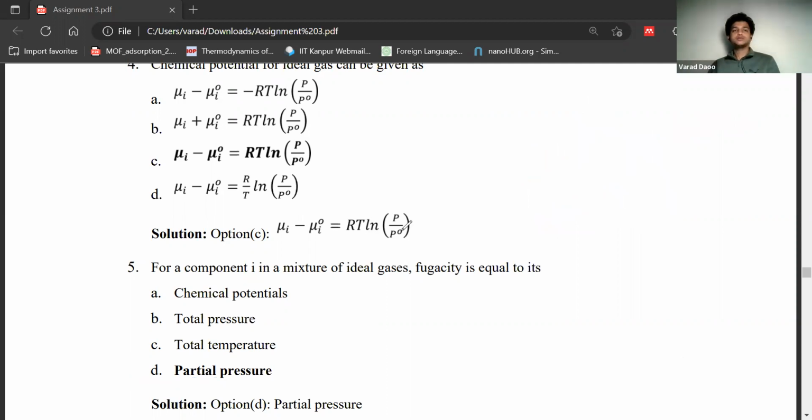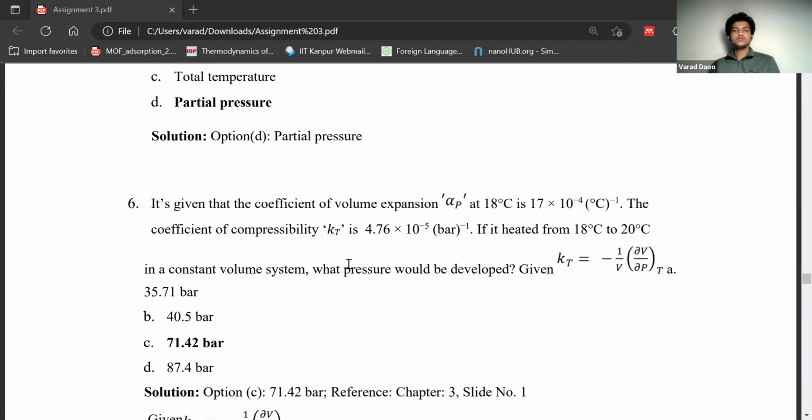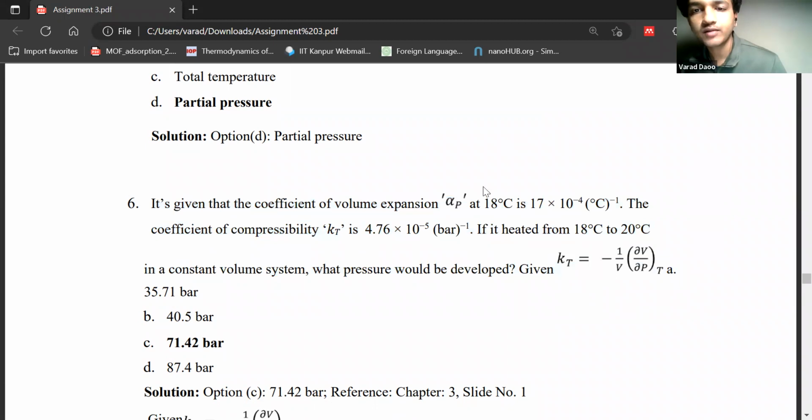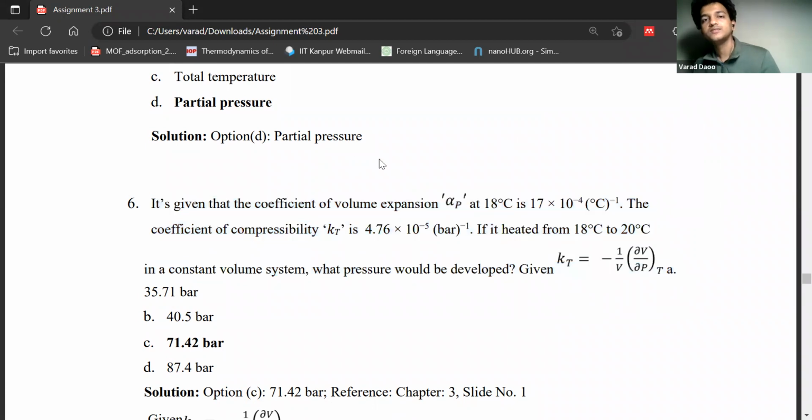Anybody has any question? They can ask. Otherwise, those who have solved it can move on to the next question. Okay, so this is the next question. A similar question I have given and solved in the last class also. So just to revise it, I am giving this question.